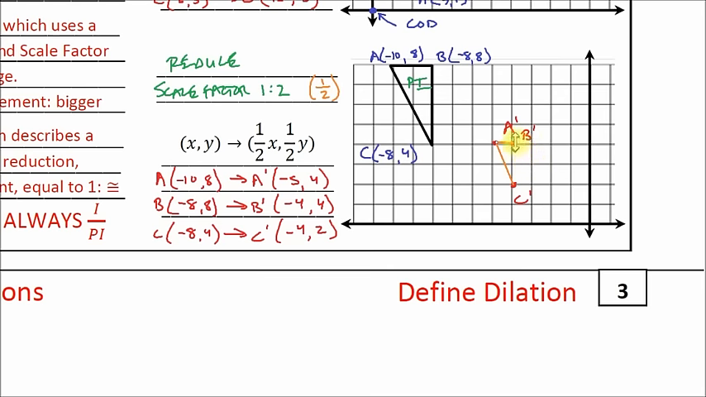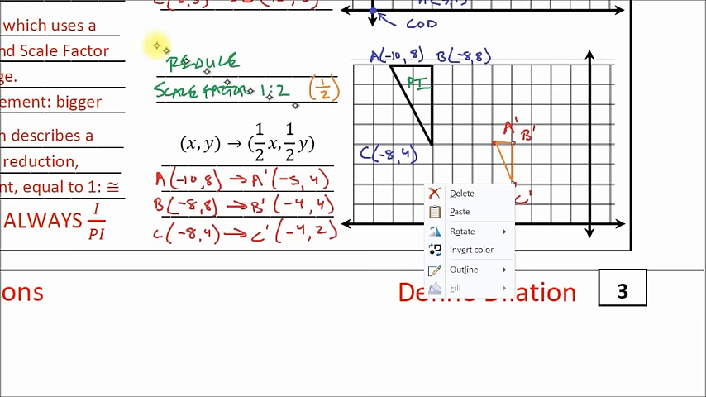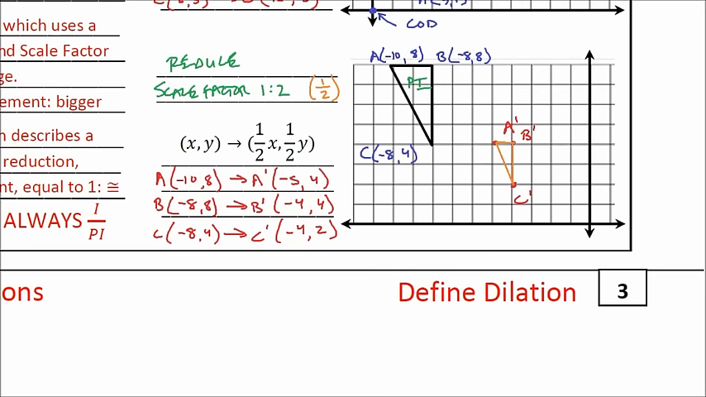You can see that got pretty small. And the question is, does it look like it's a reduction? Absolutely, it's a reduction. And if we want to just visibly check, does it look like we're reducing by a scale factor of 1/2? Let's check one of our legs. AB was 2 units, now AB is 1 unit. BC was 4 units long, now BC is 2 units. Looks like we did reduce that triangle by a scale factor of 1 to 2.